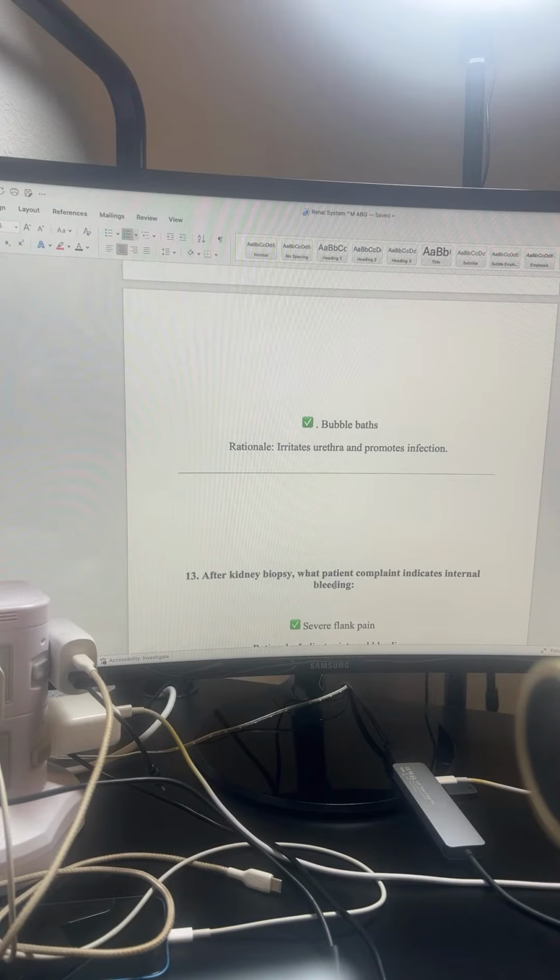After kidney biopsy, what patient complaint indicates internal bleeding? We have your severe flank pain.